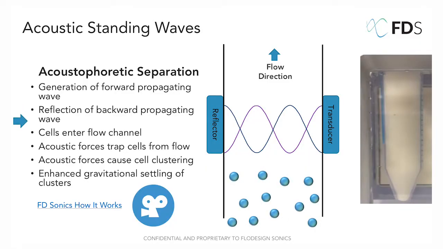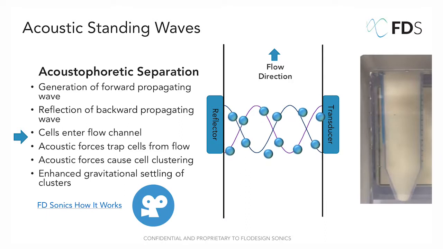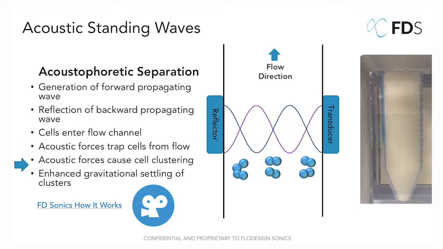As cells enter the flow, the waves scatter off the cells as they come into the flow chamber, and that scattering action produces a pressure force on the cell to catch them in the flow. The fluid continues to go, but the acoustics is holding the cells in the chamber, and that pressure force is pushing those cells gently together to form clusters at the nodes within the standing wave field.